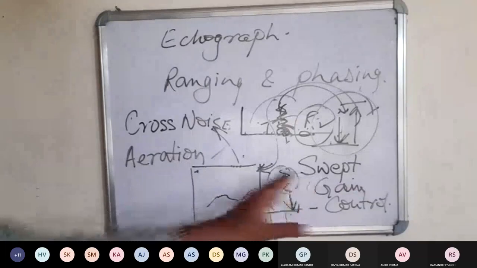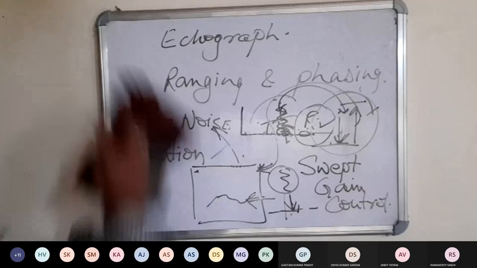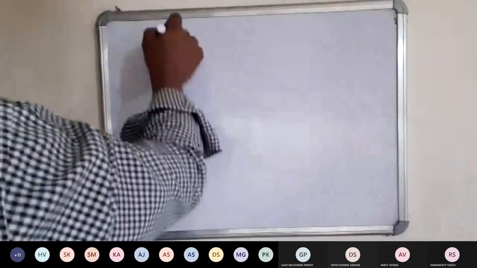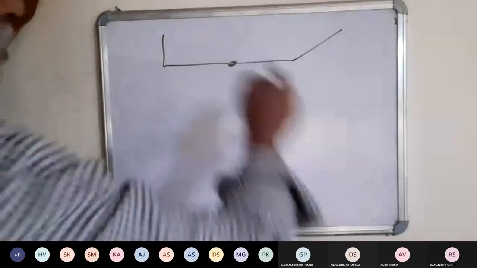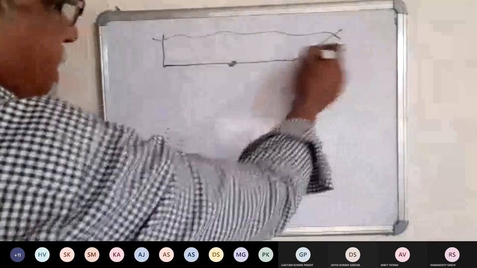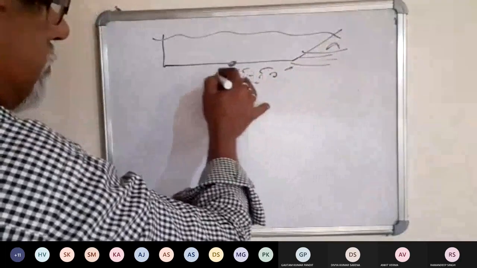So that is what we call cross noise. Next is aeration. When the ship is moving, there is this transducer. When the water hits the hull, it creates lots of bubbles.